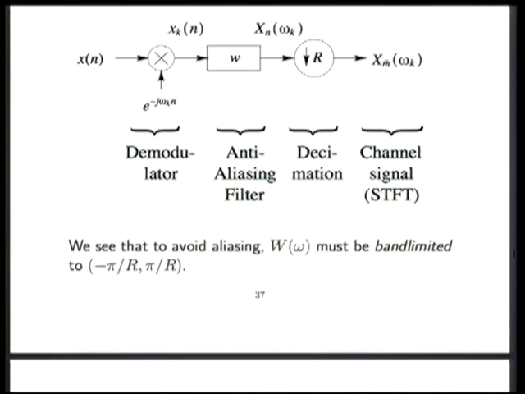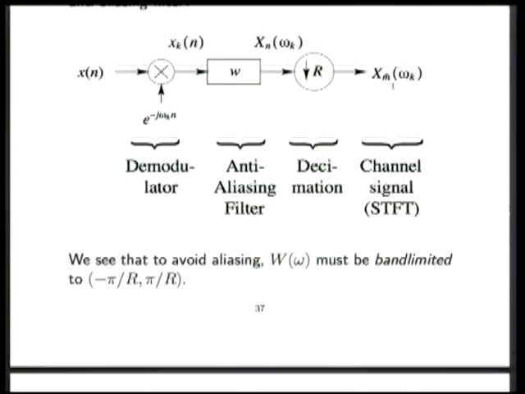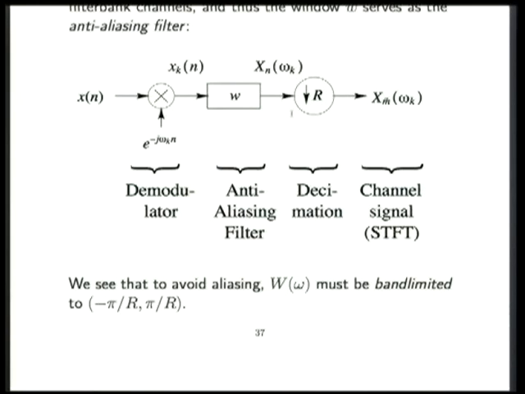So this is our channel of the STFT filter bank. Signal comes in, gets heterodyned down, low-passed by W, and downsampled by R. That's what it does. So in this diagram, you can just apply basic seat-of-the-pants signal processing to see what this window has to be in order to be a good anti-aliasing filter.